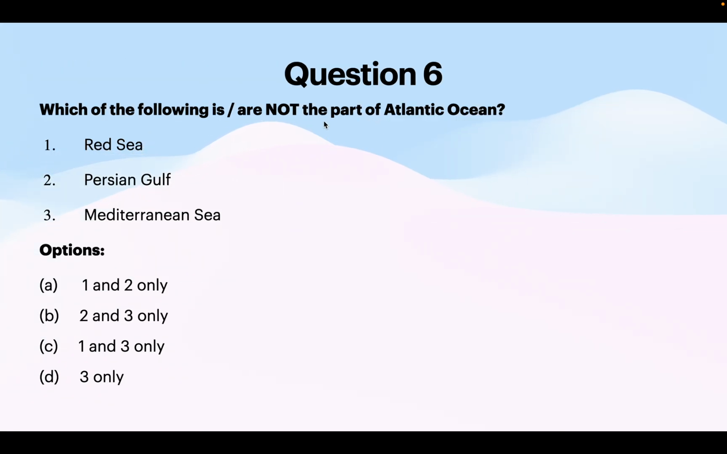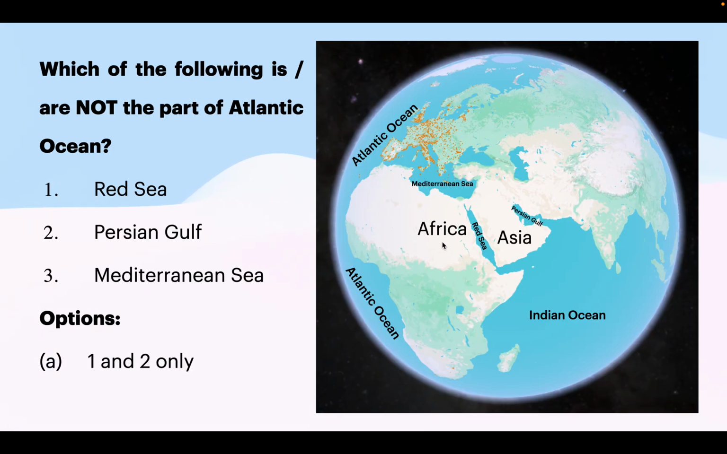Now the next question, which of the following is not part of the Atlantic Ocean? We have discussed this question also just now. Red Sea and Persian Gulf, since they are part of the Indian Ocean, are not part of the Atlantic Ocean. So these were the questions.